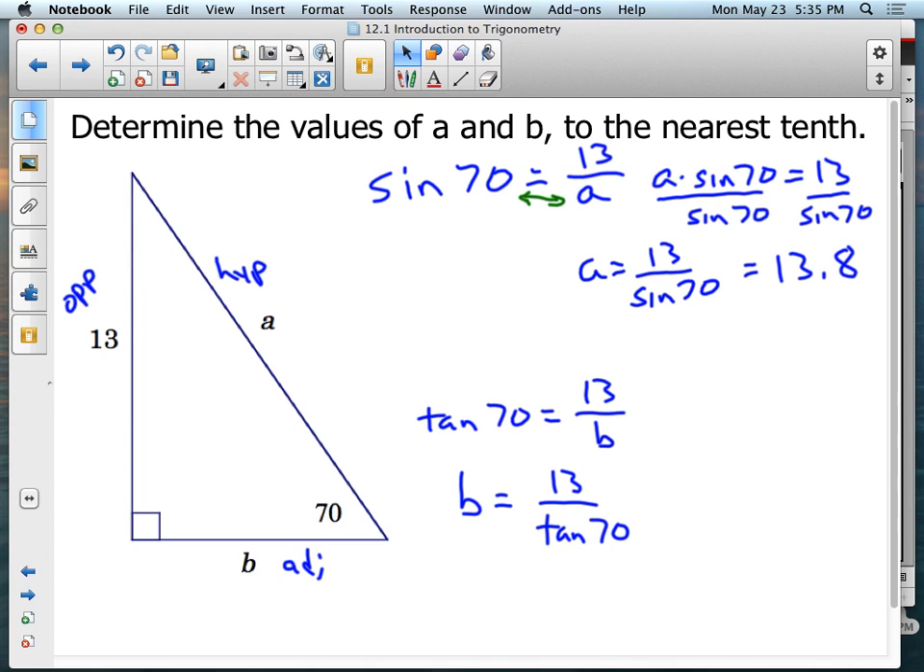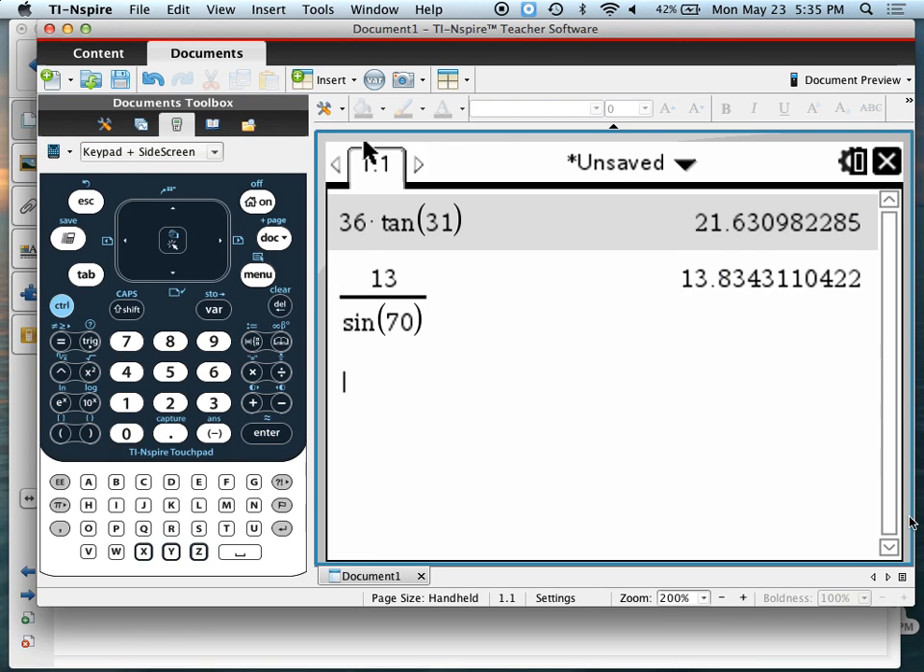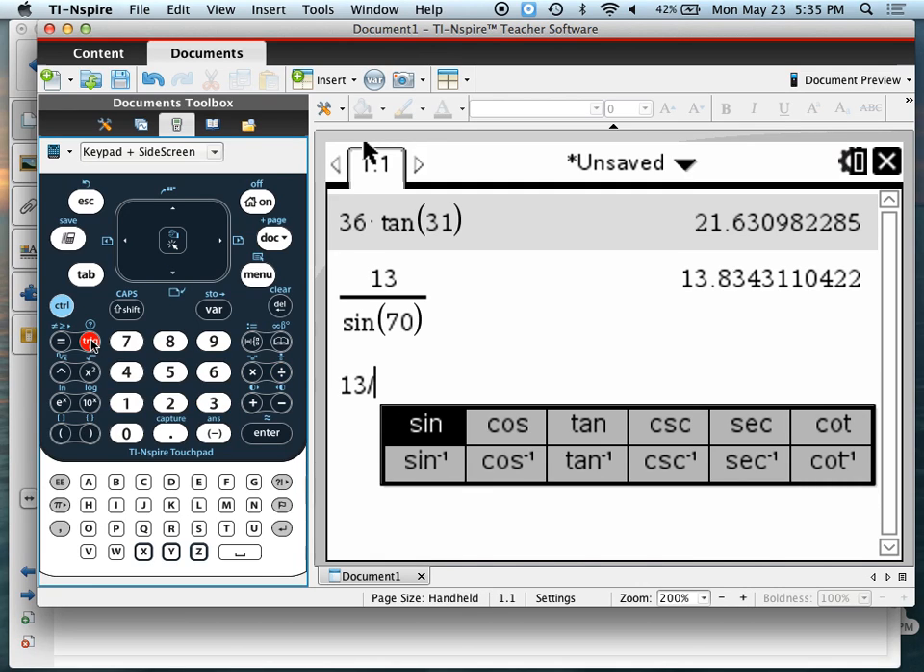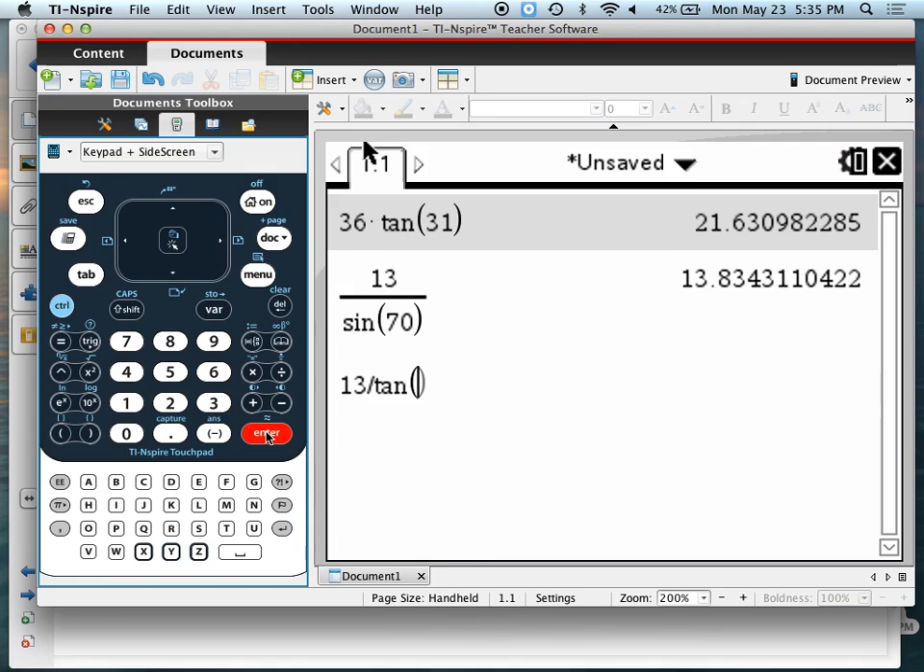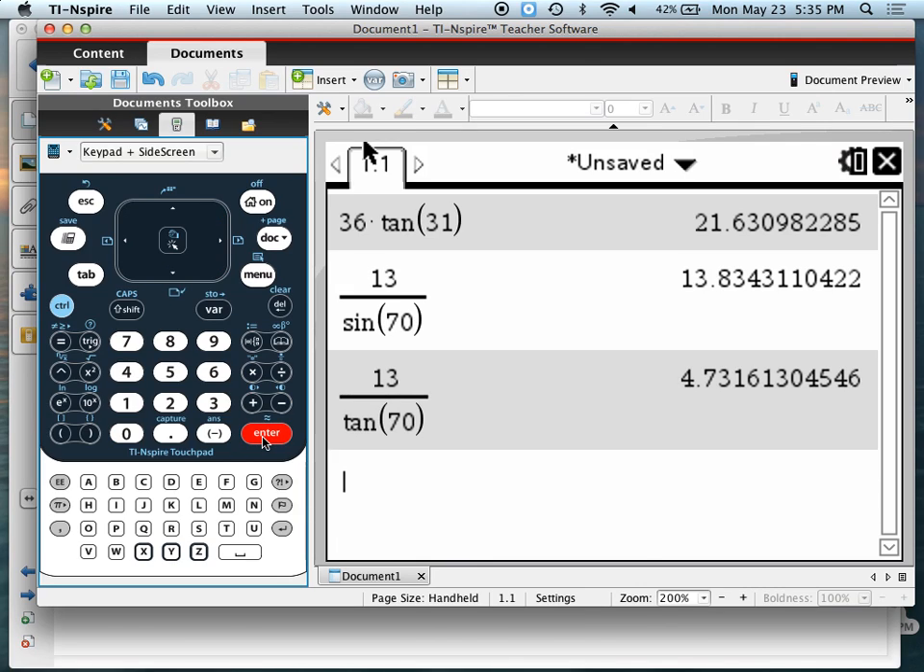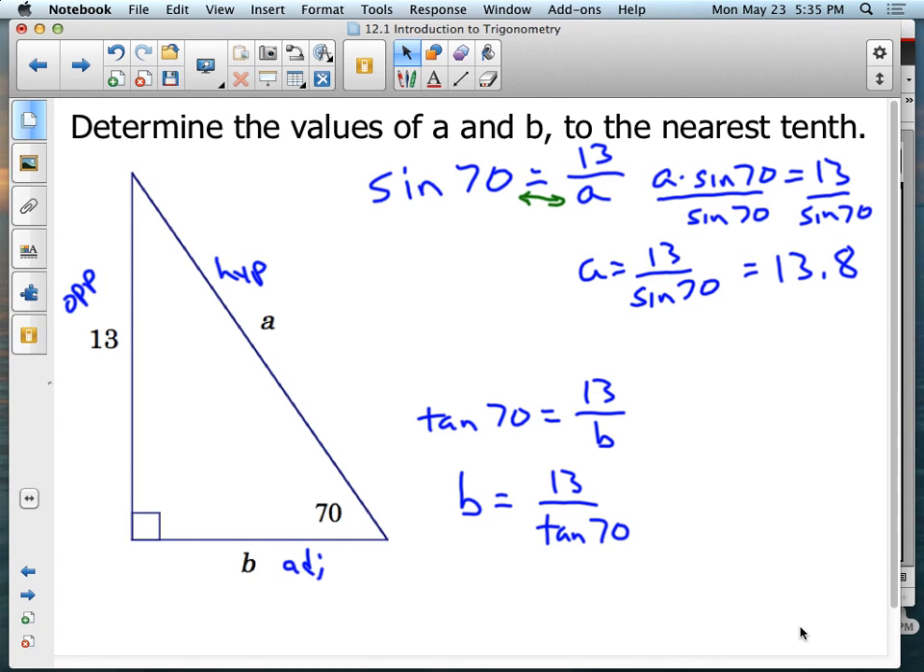Let's go to the calculator and find out what that is. 13 divided by, go to trig, go to tan, press enter, tan 70. Nearest tenth, 4.7. And it kind of looks right to me, I guess. If the opposite side is 13, the hypotenuse is a little bit more than that. B is probably going to be a little bit smaller. So those numbers seem to make sense to me.